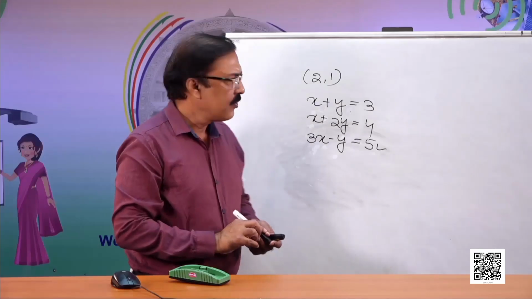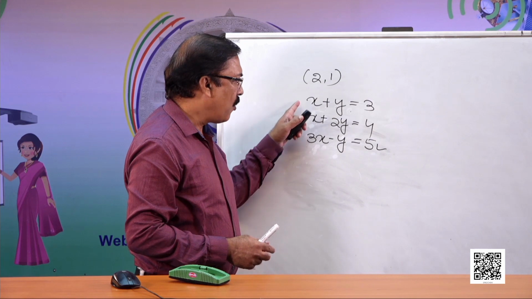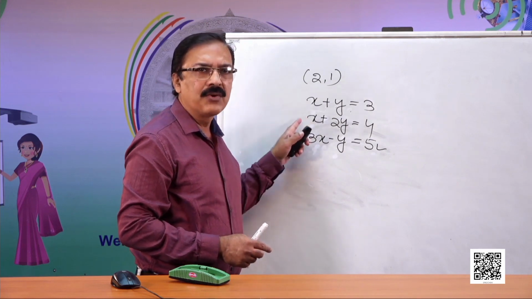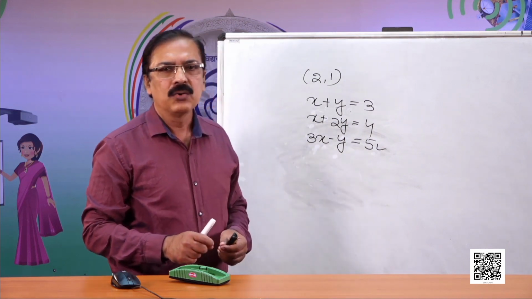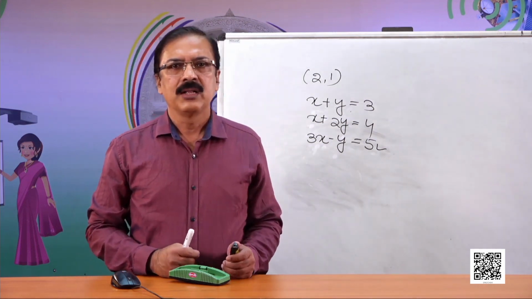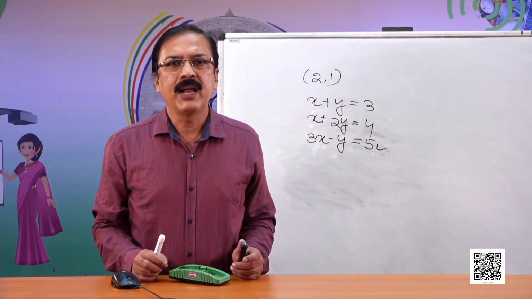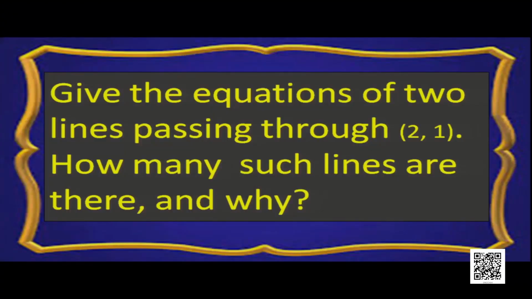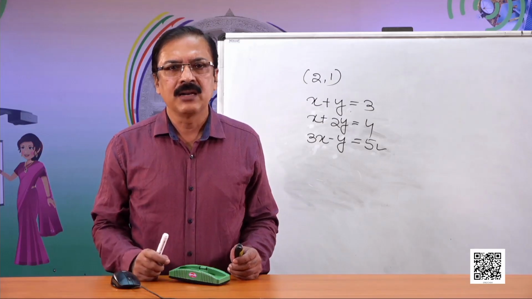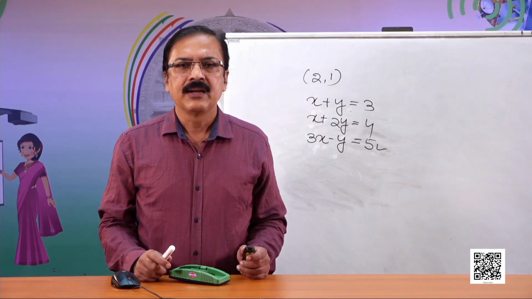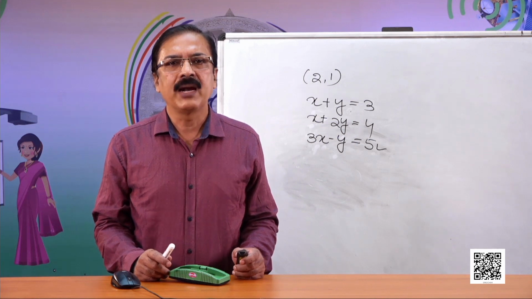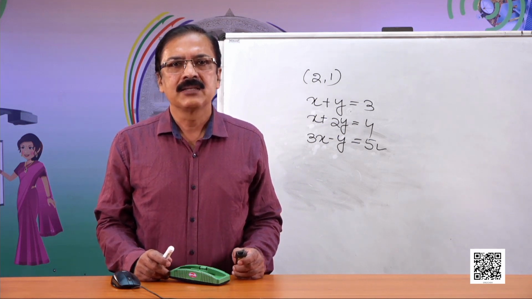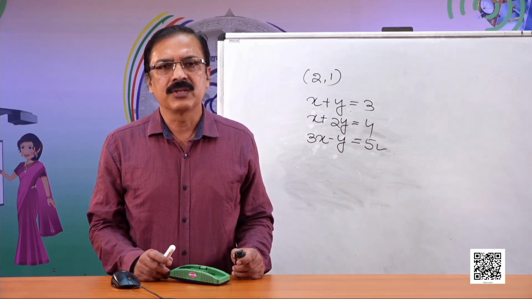From this, that means if we draw the graphs of all these equations, all the equations will pass through the point 2, 1. As you know, through a point infinitely many lines can be drawn, and each line has an equation. So we can say that 2, 1 is a solution of infinitely many lines.